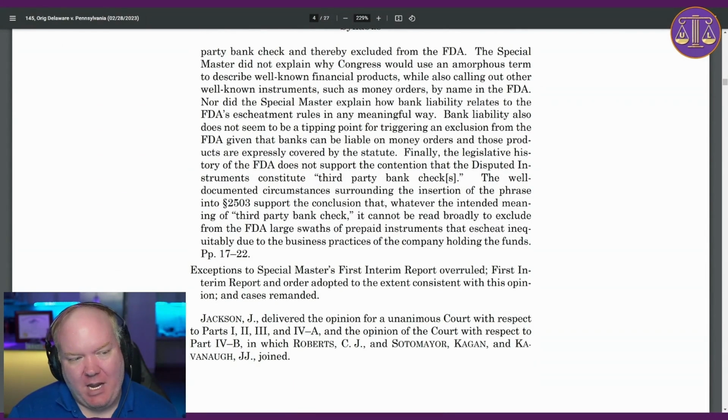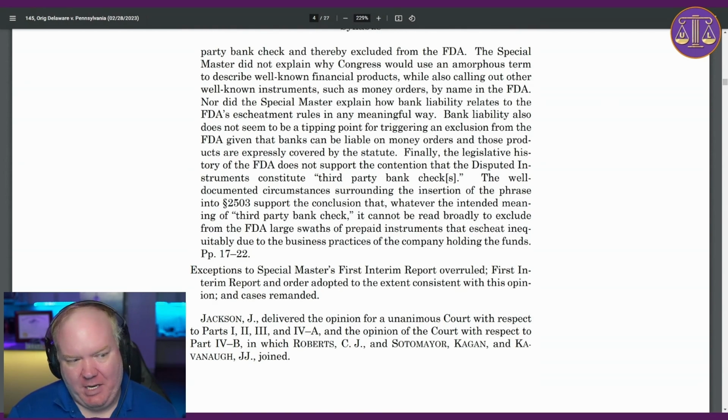Finally, legislative history on the law does not support the contention that the disputed instrument constitutes a third-party check. The well-documented circumstances surrounding insertion of the phrase support the conclusion that whatever the intended meaning of third-party check, it cannot be read broadly to exclude from the law large swaths of prepaid instruments that it otherwise covers. So this is not a third-party check, is basically the bottom line.